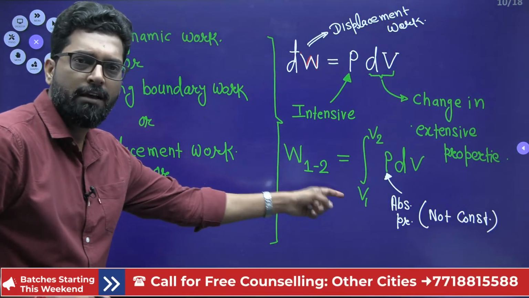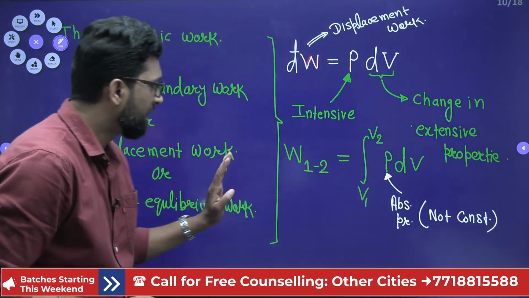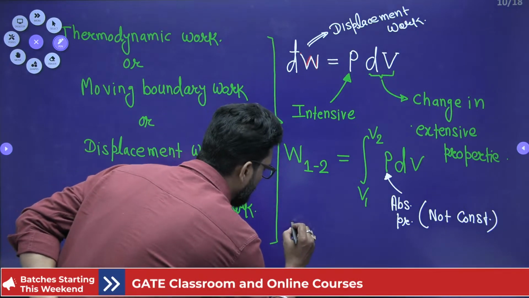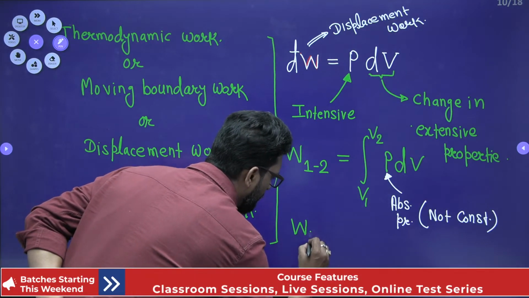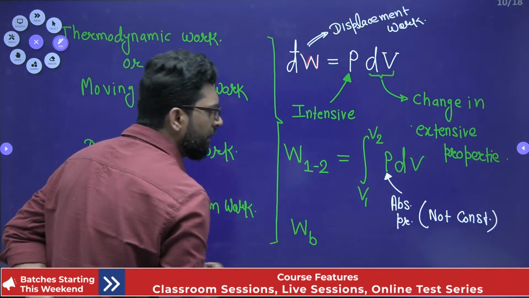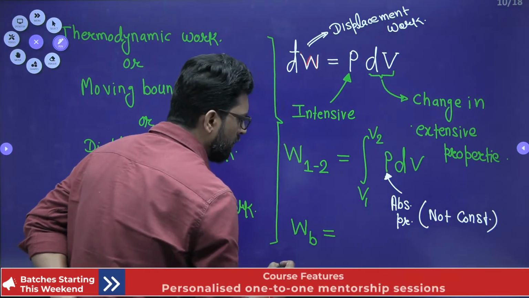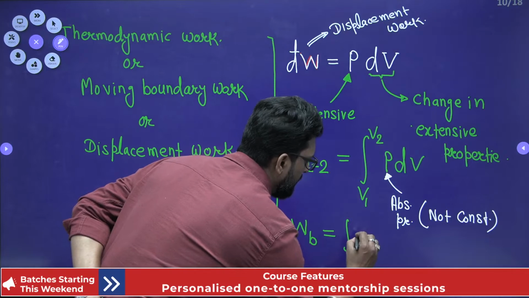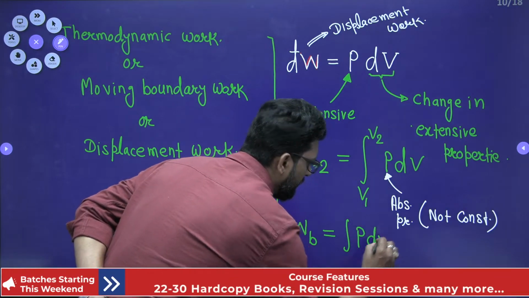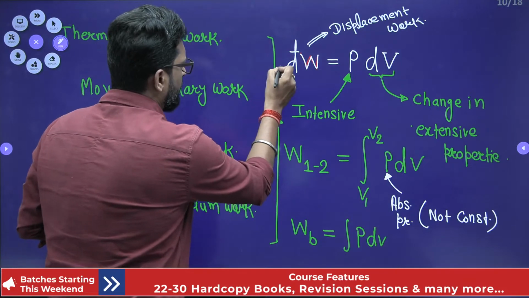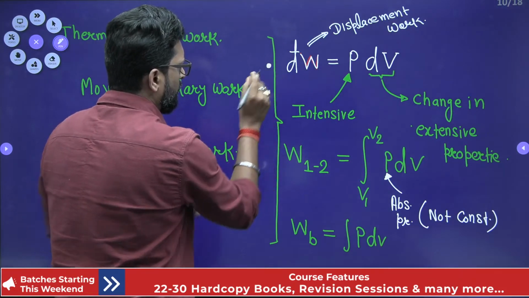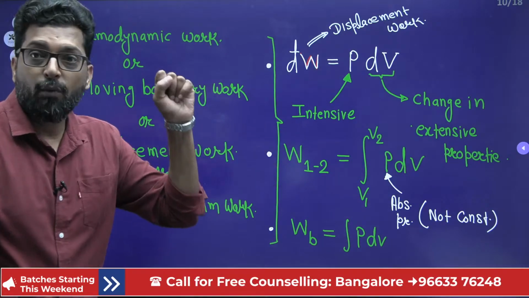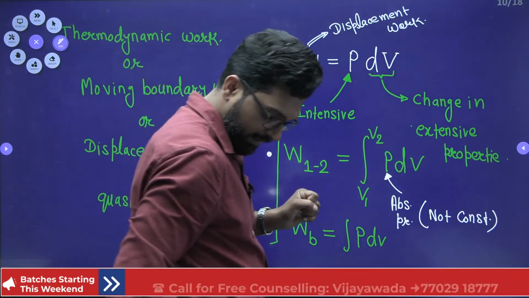It will vary, okay? So you may write like that. And again, you can write like that. Boundary work, WB is equal to, you can write this one also, integration P dV. So these are the three fractions. This is work infinitely small, this is total. So all these are. And one thing is very clear, what is that?